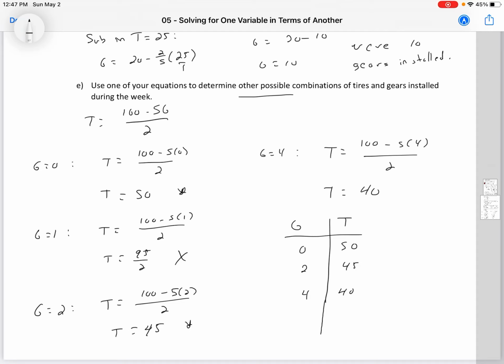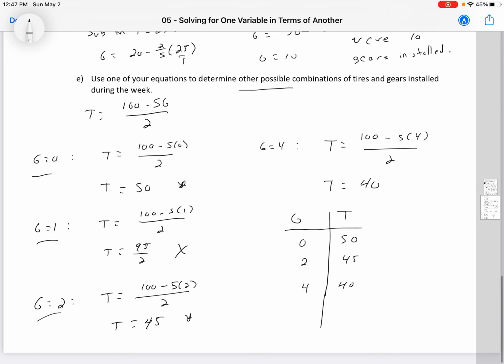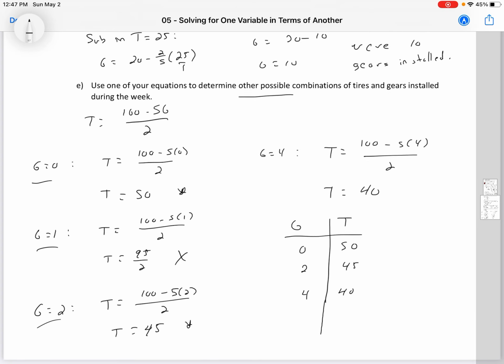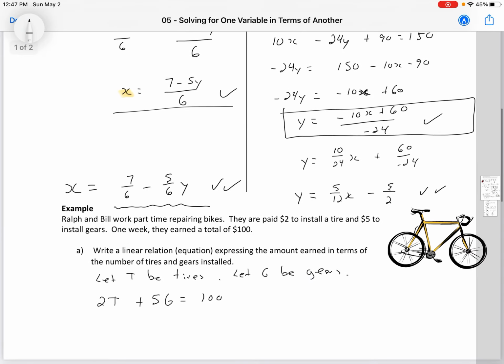For now, it's just about choosing a couple of combinations, like a couple of numbers. And I chose 0, 1, and 2 because those were easy numbers to sub in. Those numbers gave me matching pairs of gears and tires. Because we actually don't know how many gears and tires they made last week. There's all sorts of combinations that are possible, as you can see here. Maybe they made 0 gears and 50 tires, and that was how they made their $100. Was it $100? Yeah.